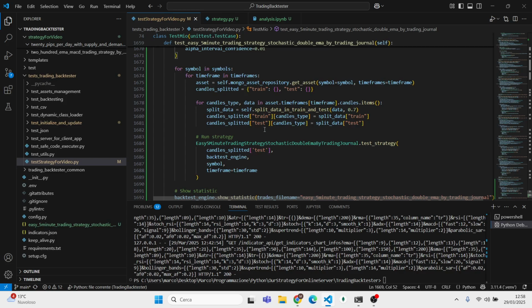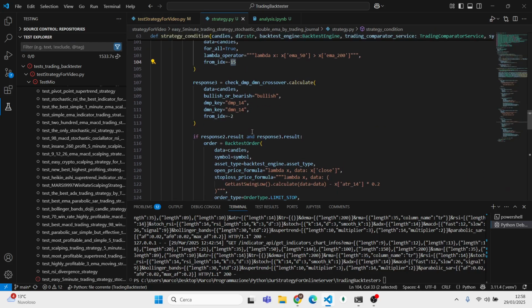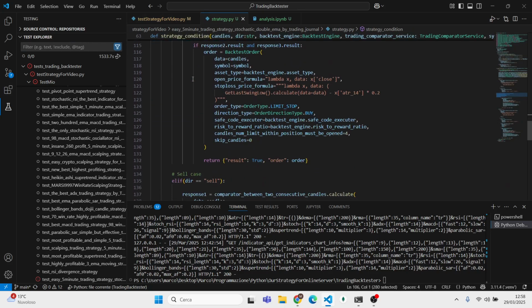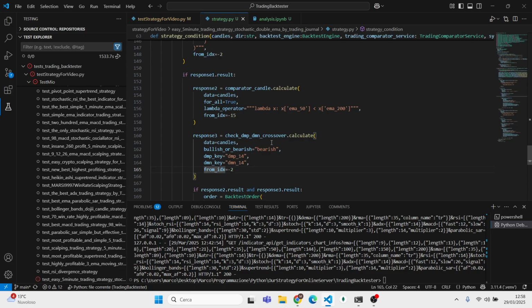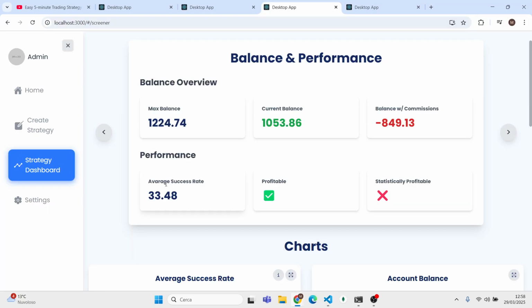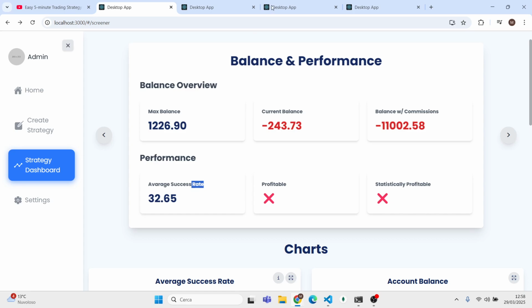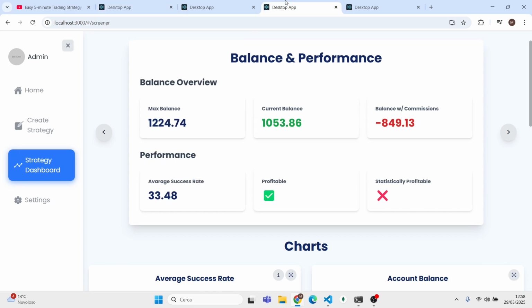So let me run the strategy again, and let me show you how it performs after adding the new conditions that I have already added. They are here. The DMP DMN cross in the last two candles, here bearish, here bullish. Okay, let's run again and see how it performs. And as you can see, 33.48. It's higher than before. Was it the average success rate we were expecting?